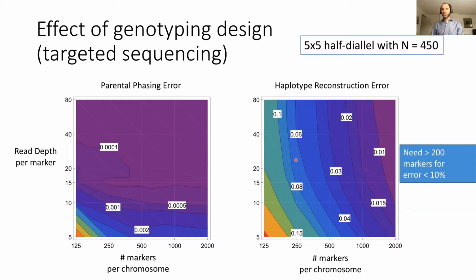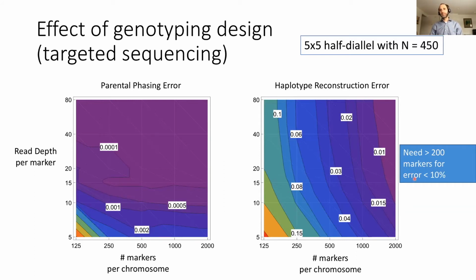But once you get above 20 reads per marker, you can see all these contour lines become fairly vertical, meaning that there's really no benefit to sequencing above 20 reads per marker to improve your haplotype reconstruction accuracy. The change in the error is much more sensitive to the number of markers. If you look in the horizontal direction, if you increase from 250 up to say 1,000, you see a noticeable decrease in your haplotype reconstruction error.